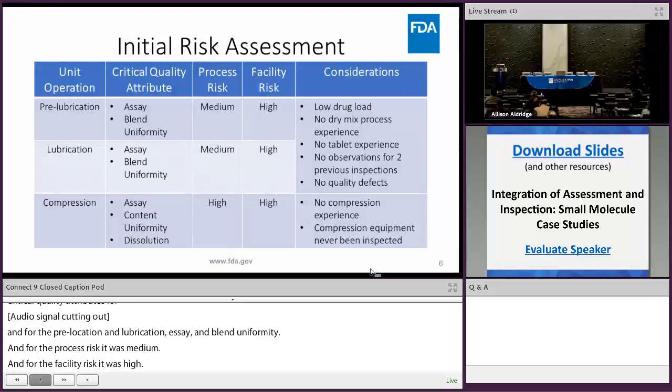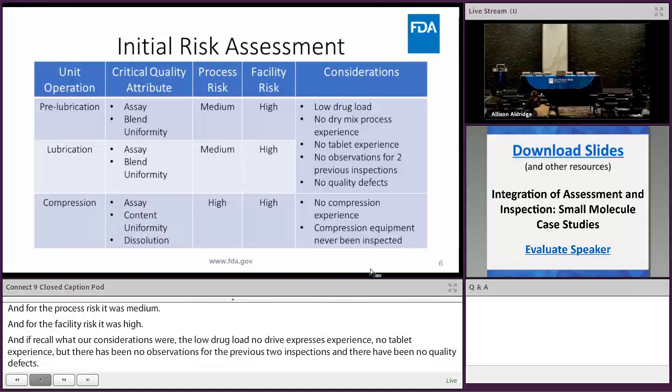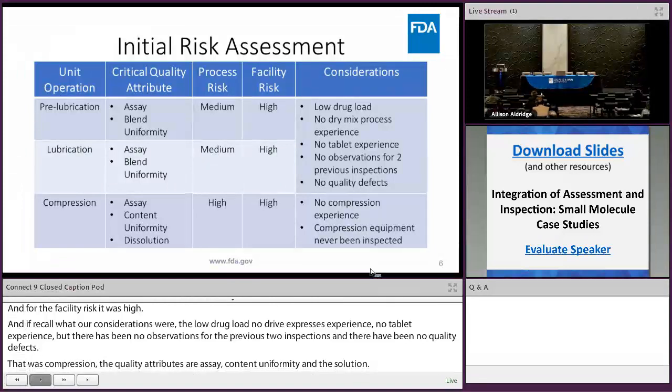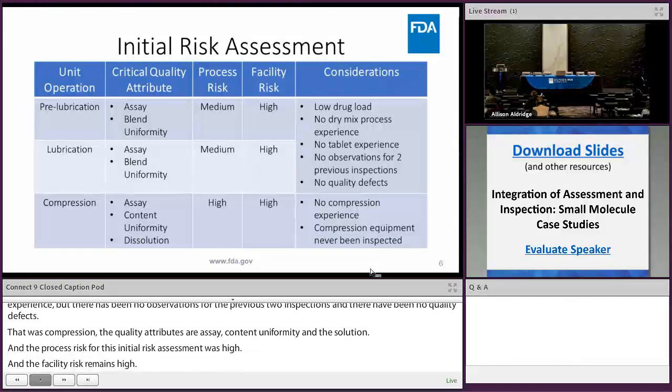Now with compression, the quality attributes are assay, content uniformity, and dissolution. And so the process risk here for this initial risk assessment was high. And the facility risk remains high because we have no history on these operations.